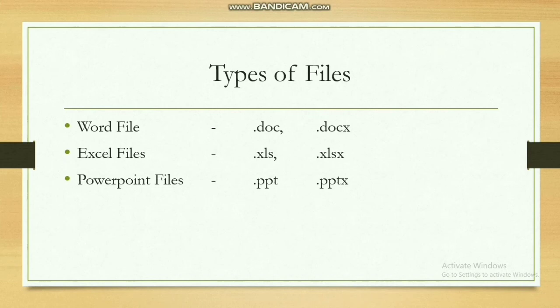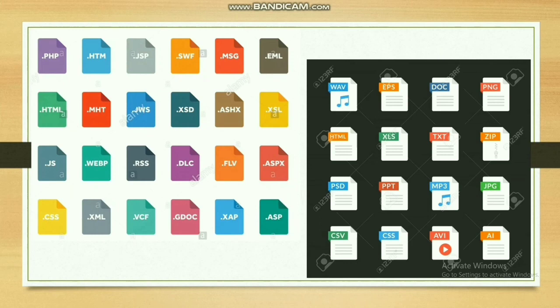Not only Word, Excel and PowerPoint are files, but there are image files, we have sound files, we have WAV files, we have MP3 files, we have MP4 files, etc., which are created with the help of various other applications or programs. We will see the different types of file extensions. PHP is there, HTML is there, JSP is there, EML is there, WAV, the wave file, that is a music file, EPS, DOC, PNG, Portable Network Graphics. You have studied.